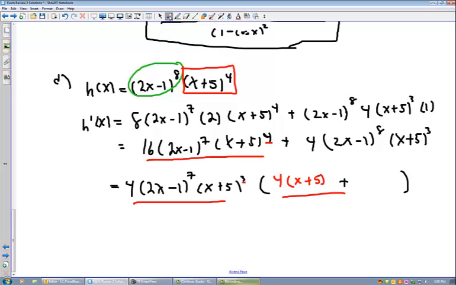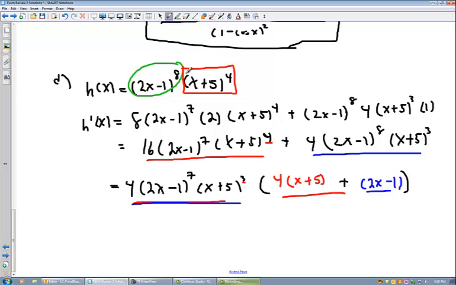And then for the next one, let's use blue. And so what goes here times this gives me that. You already have the 4, and so you're just going to need a 2x minus 1 because you have the 4s, they match up. The 2x minus 1 times 2x minus 1 will give you the 8th because 7 plus 1 is 8. And then you already have the x plus 5 to the 3.